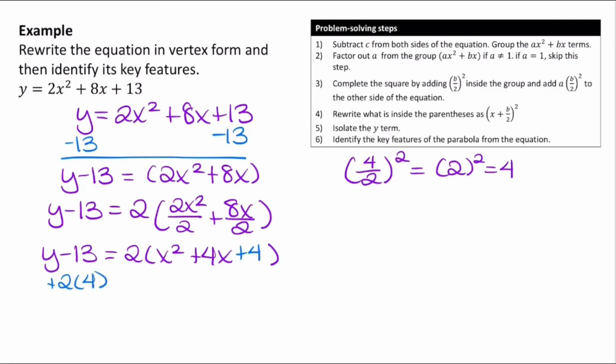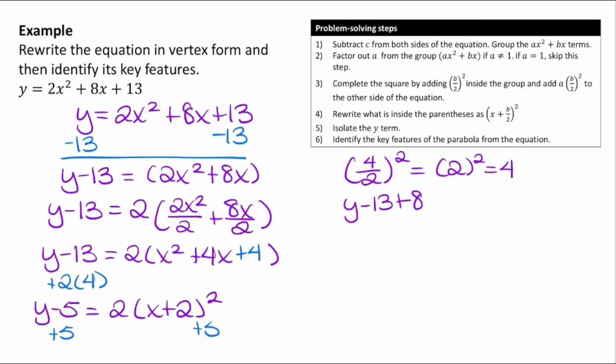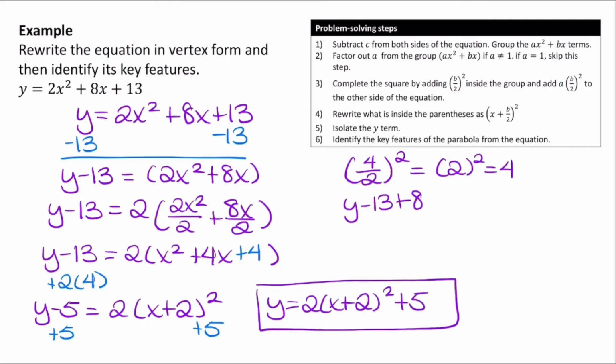So now on the left side I have y minus 13 plus 2 times 4. Well, that's like y minus 13 plus 8, so that's just going to turn into y minus 5. Okay, so I have y minus 5 equals 2 times x plus 2 squared. And now to balance this out, I'm going to just add 5 to both sides. And when I do that, I get y equals 2 times x plus 2 squared plus 5. Okay, and that's my equation now in vertex form.